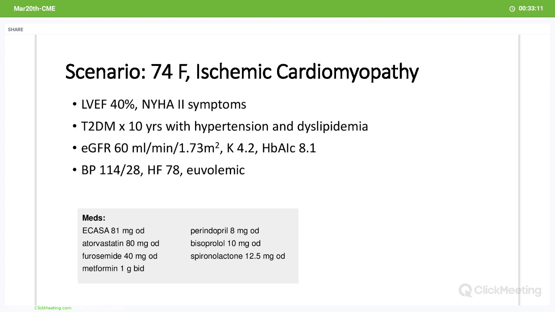But she's had diabetes for 10 years, hypertension and dyslipidemia, preserved kidney function, not great glycemic control, not abysmal either. Blood pressure is 114, which is good for a heart failure patient. These are her medications: aspirin and a statin, sure. Diuretic, sure. Metformin, sure. She's on an ACE inhibitor, a beta blocker, and a mineralocorticoid antagonist with spironolactone. So this is a well-treated patient with class 2 symptoms and this background story.